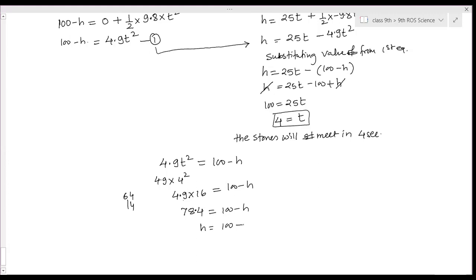Yes, ma'am. 23.5. No, it is 21. 21.6 meters is the h value. Clear? Yes, ma'am. They will meet 21.6 meters above the ground.